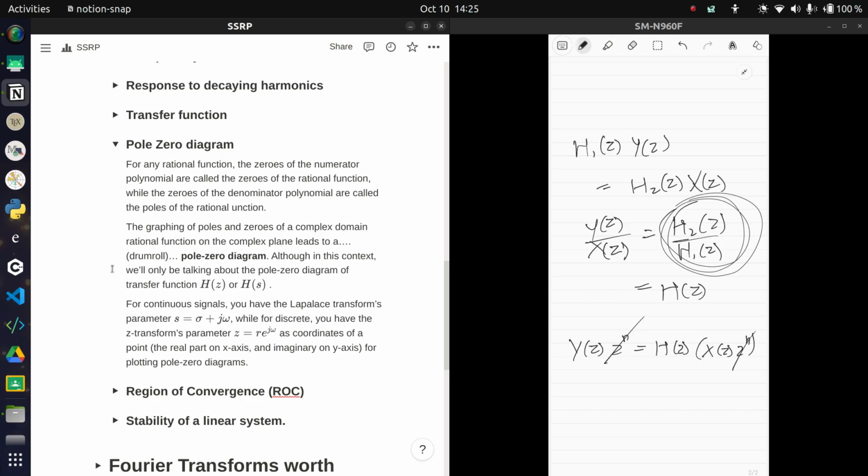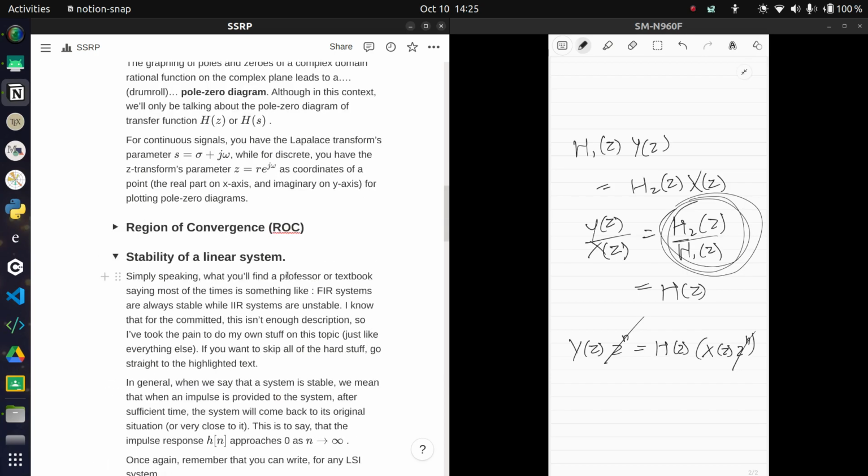But doesn't that impulse response decay over time, or n in this case? I would say, yeah, it does decay. So you might ask, when does it decay? And to that, I say whenever the system is stable. And that's actually the way we have defined stability. A system is stable when given an impulse, the system comes back to its original state after some time, or gets pretty close to it.